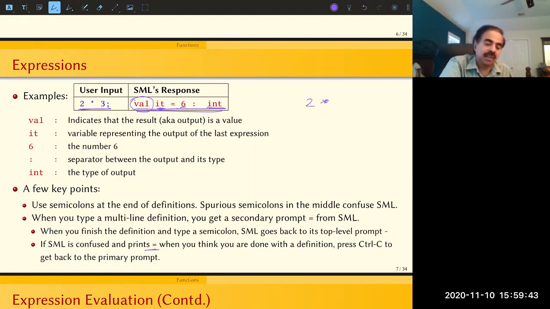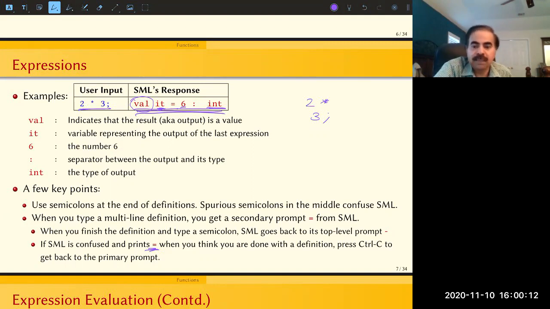So it's going to type an equal to sign, which is an indication to you that it is expecting more input, right? And then on the next line, if you type 3 and then a semicolon and then enter, then it'll again produce the same response, val it = 6. Okay, so there will be times when it is expecting more input. You don't know what is left. So that's what I call a state of confusion.